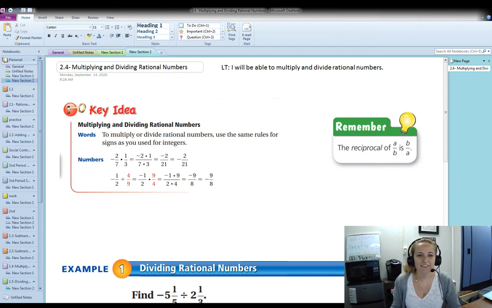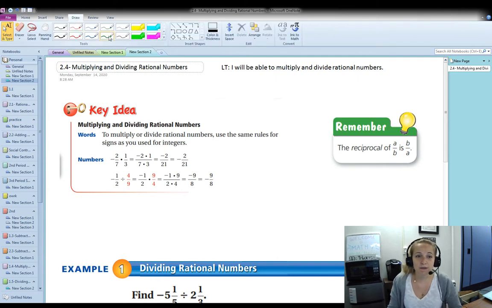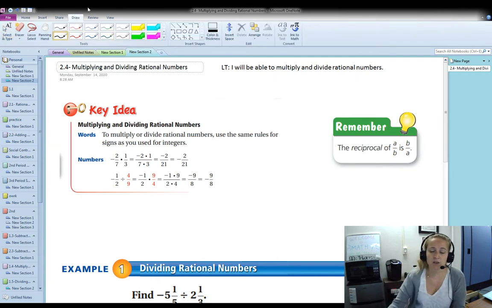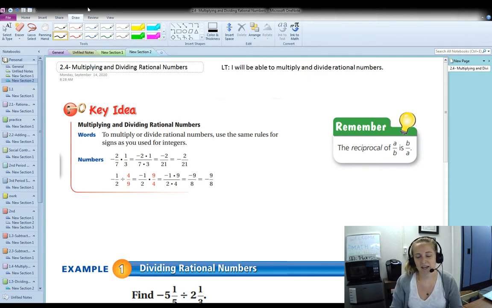All right, today we're going to be talking about 2.4, which is multiplying and dividing rational numbers. So please make sure at this time you have your math composition notebook open, you have a writing utensil, and you are writing everything that I write in your math notebook. All right, let's get started.